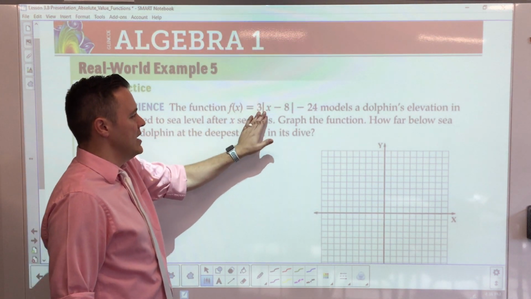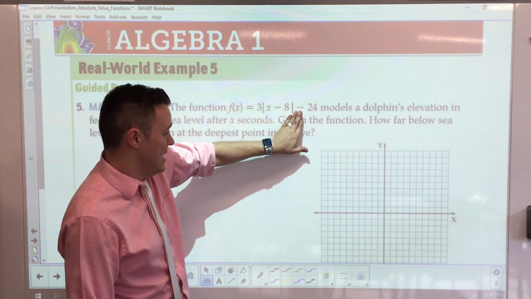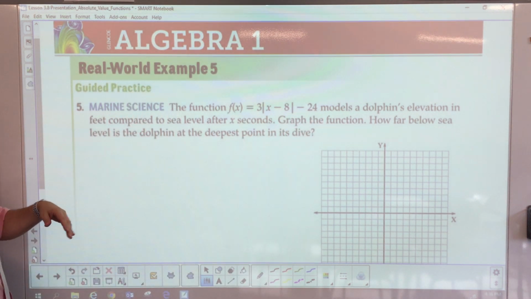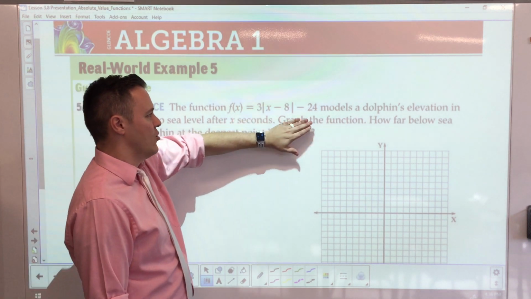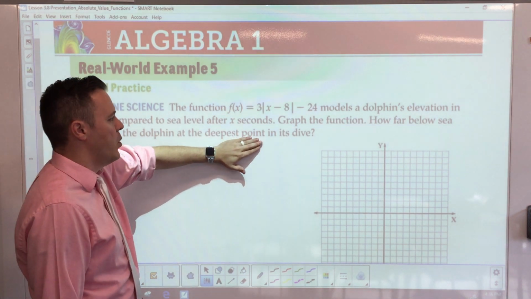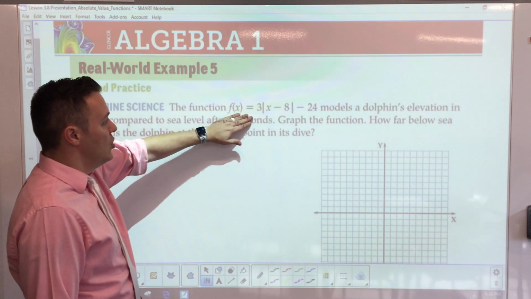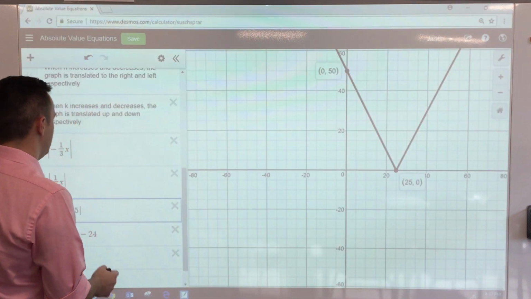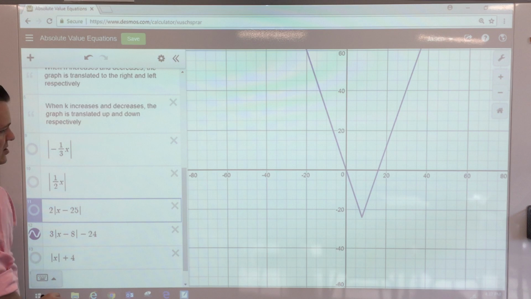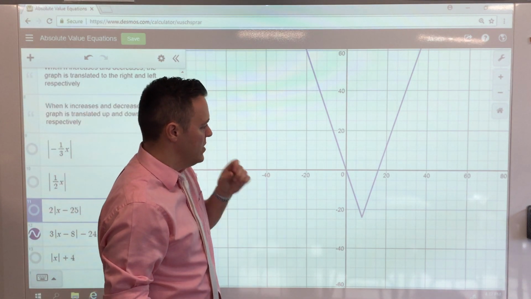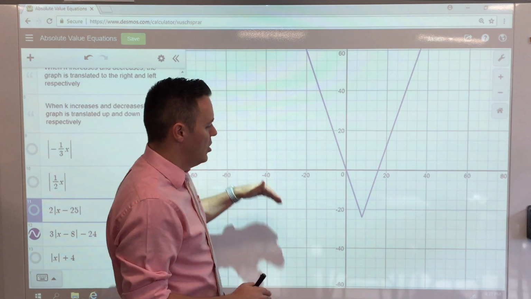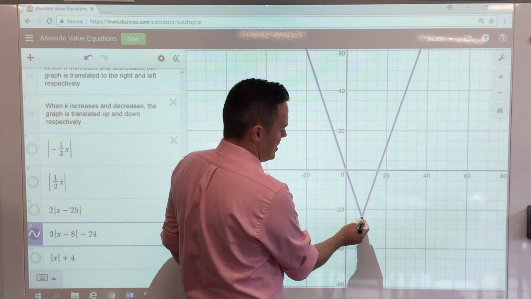Now, here's another thing. The function 3 on the outside, x minus 8, minus 24, models a dolphin's elevation in feet compared to sea level after x seconds. Graph the function. How far below sea level is the dolphin at the deepest point in its dive? So we just want to graph this function out. Now, I cheated the system on this one, and instead of me changing everything at the top, I just did it straight up. So what you want to find out is, here's the function, where's the deepest point? When you graph it, your deepest point is going to be down here.